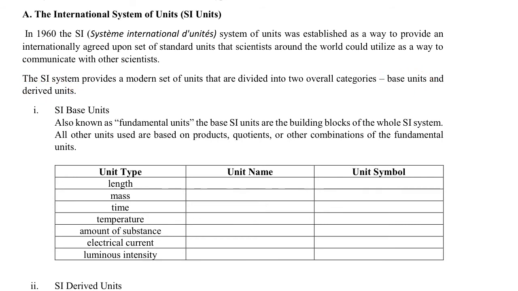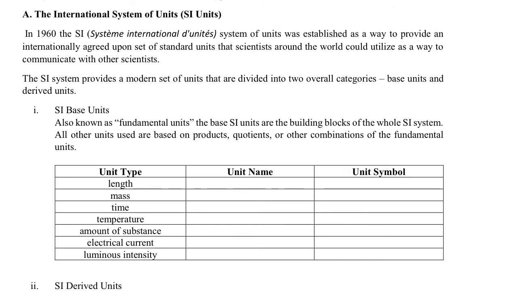The SI base units are also known as fundamental units. These are the building blocks of the whole SI system. All the other units, the derived ones, are in some way based on the SI base units. Let's learn what units are used as SI base units for different types of measurements. As we go through this table, we're going to learn about the unit name and the unit symbol.